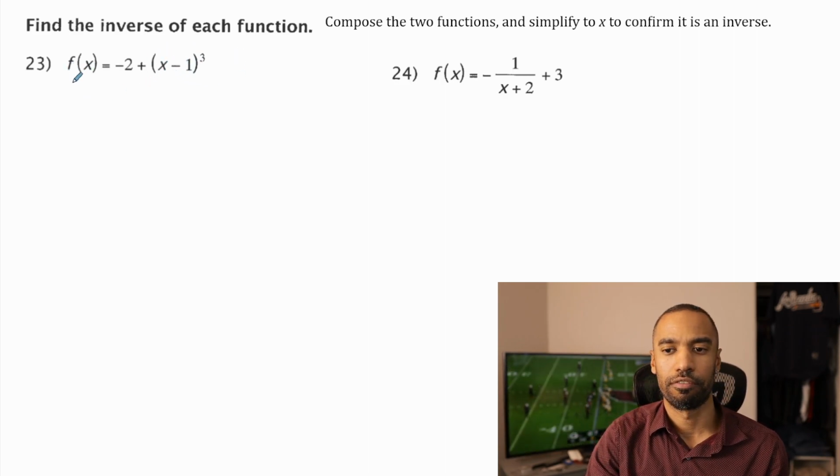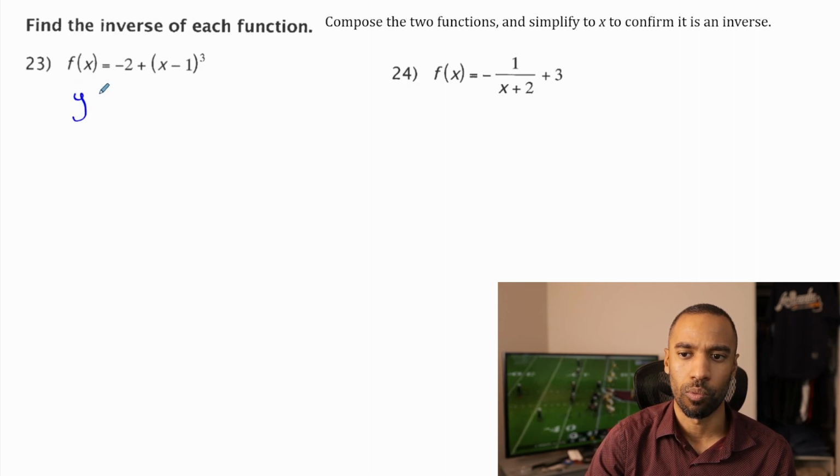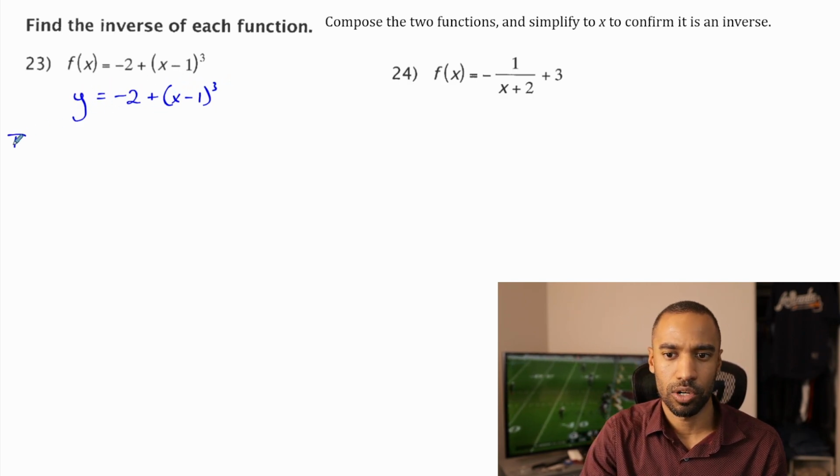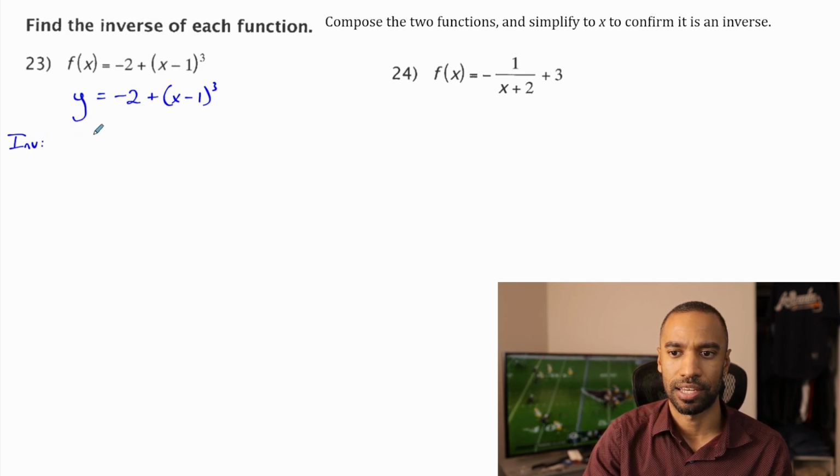To find the inverse of the function, what we do, I'm going to change f of x to a y. It's just more algebraically appropriate when it comes to manipulating equations. So what we do to take an inverse, guys, in order to take this inverse here, I'm going to swap the x and the y.